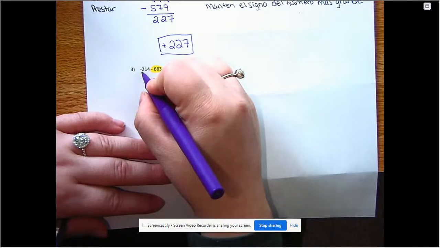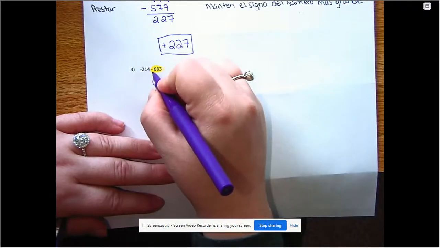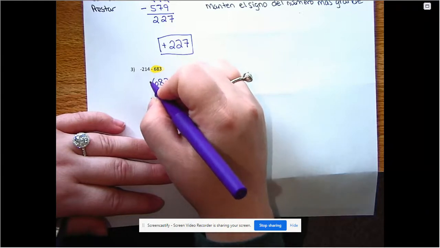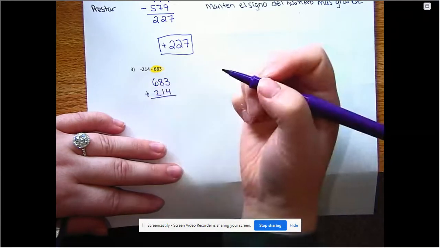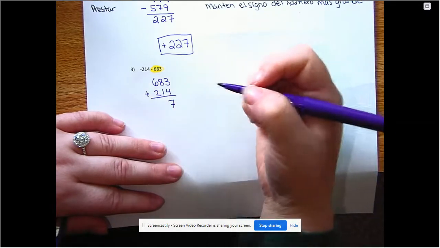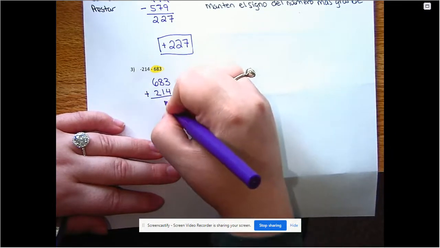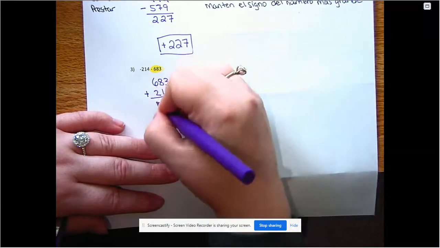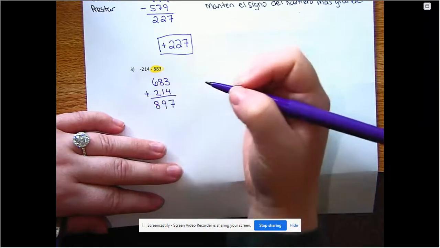Este signo es negativo y este signo es negativo también. Entonces, esos signos son lo mismo y por eso tenemos que sumar. 3 plus 4 is 7. 3 más 4 son 7. 8 plus 1 is 9. 8 más 1 son 9. And 6 plus 2 is 8. Y 6 más 2 son 8.